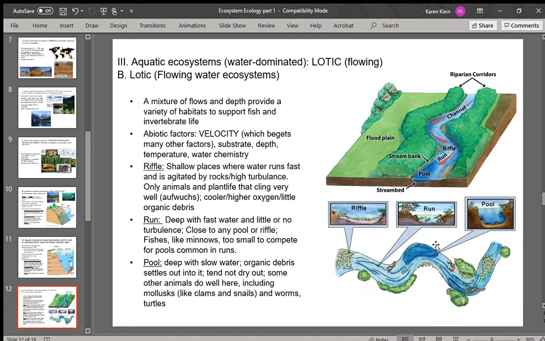In these pools, the water is deeper, the water is slower, so it tends to be much warmer. You tend to have lower dissolved oxygen. And so you have those particular animals that don't need as much oxygen or don't like being in fast waters. The high amount of nutrients also brings forth those that eat little bits of nutrients, little bits of debris, like mollusks, clams and snails, worms, and turtles.